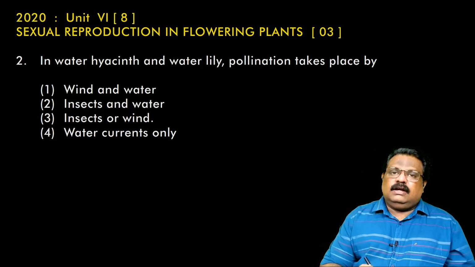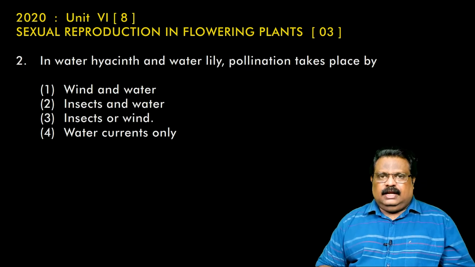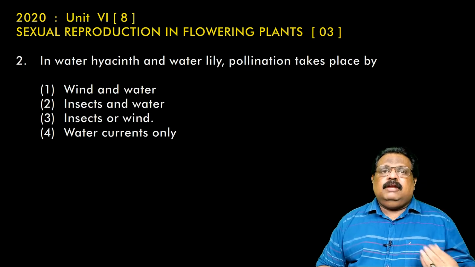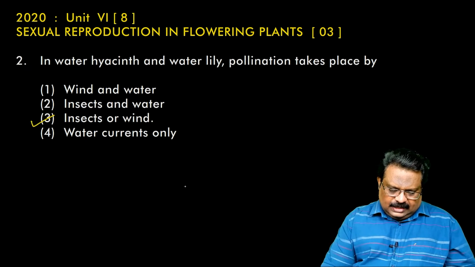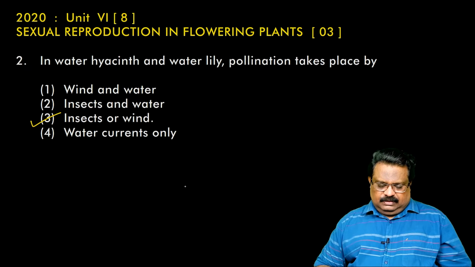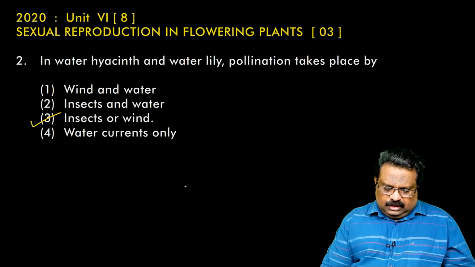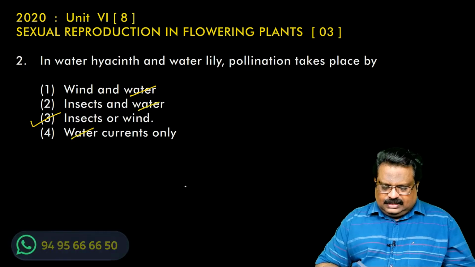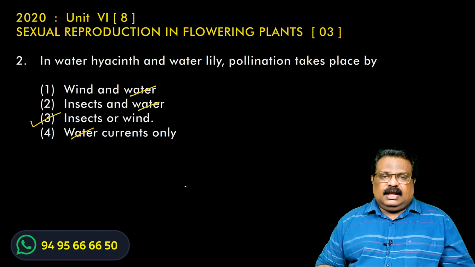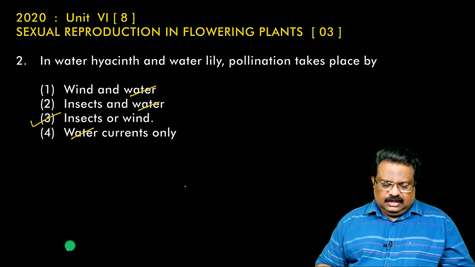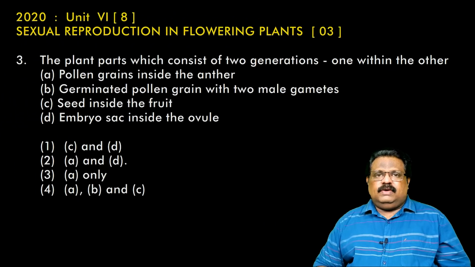That means in the case of water hyacinth and water lily, we can see wind pollination or anemophily, or insect pollination or entomophily. So insects and wind is the right answer. The first, second and fourth choices all have water. Water is not acting as a medium for the pollination in the case of water hyacinth and water lily. The next question: 3 questions were there from this chapter.